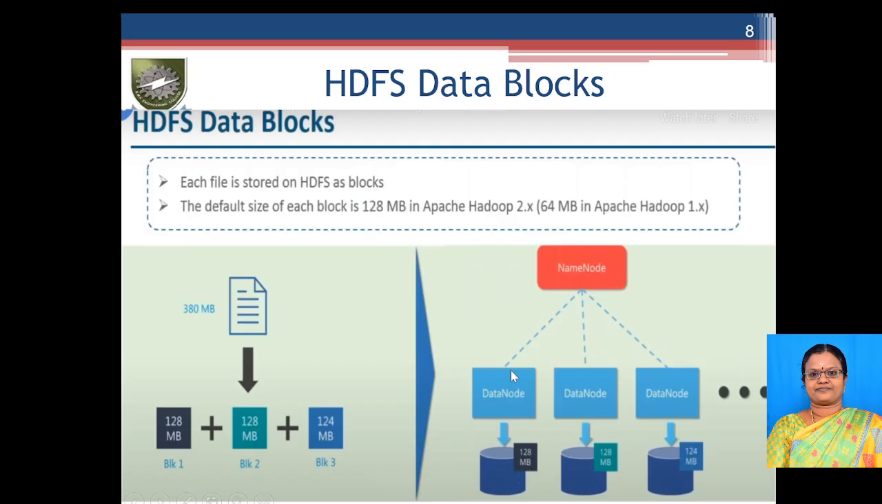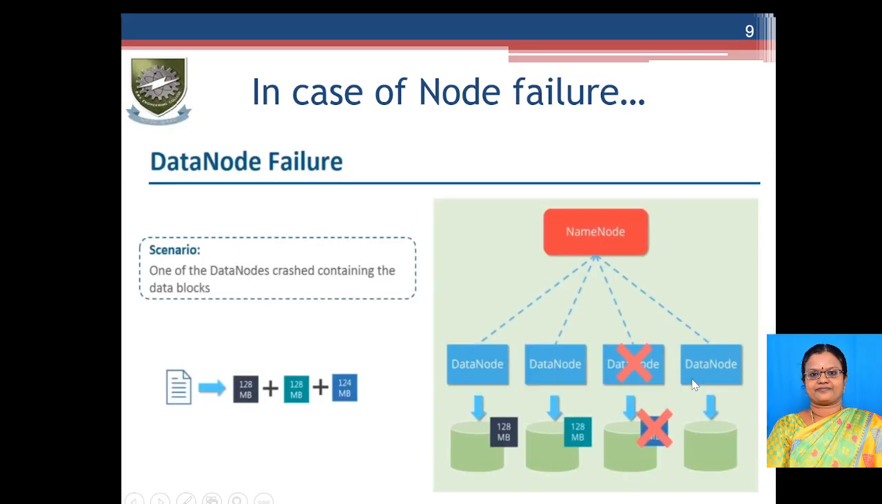So the first block, that is the first data node, the slave node, has 128 MB of information. The second slave node will have 128 MB of information, and the rest of the information, which is 124 MB, has been stored in the next slave node.